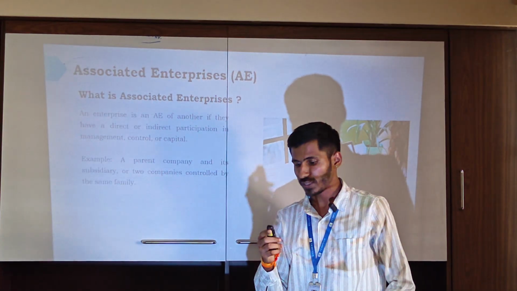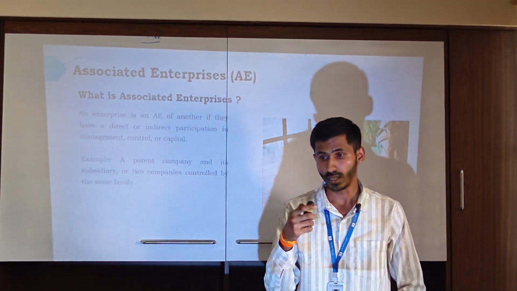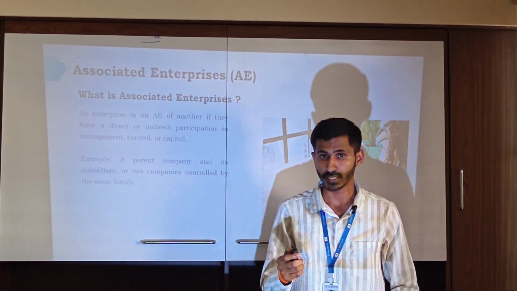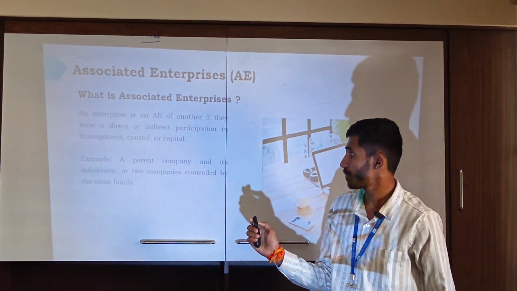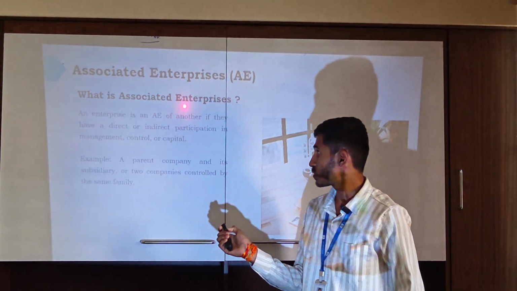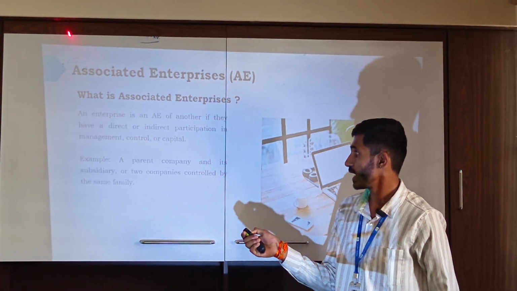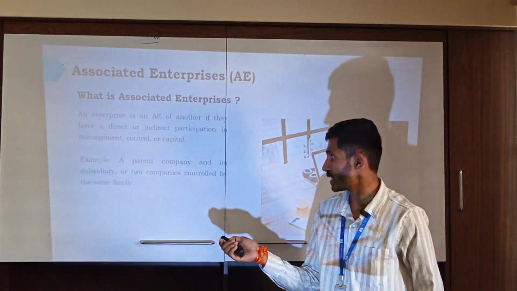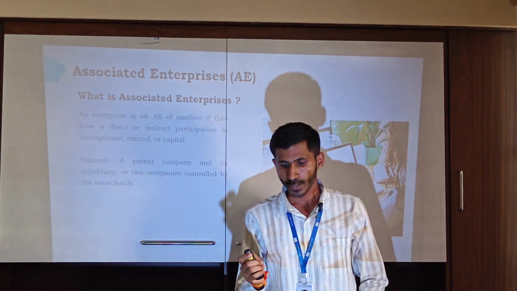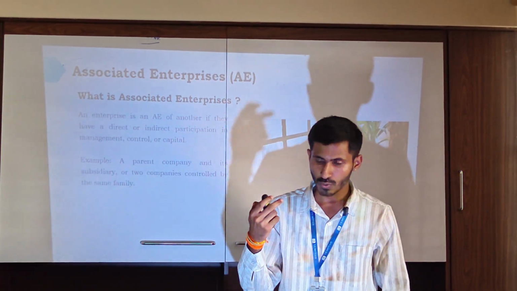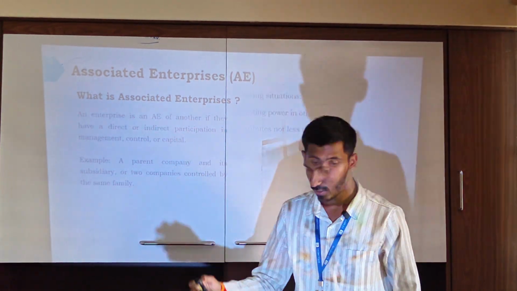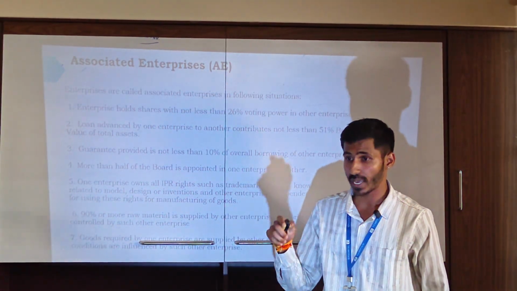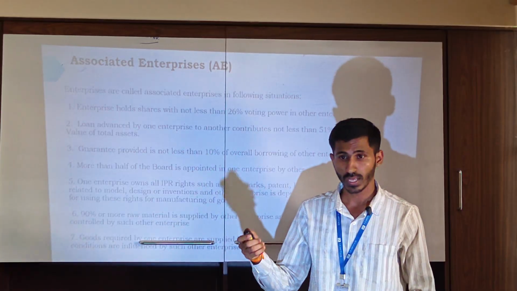And in the first question, the transaction is between two associated enterprises. So let's understand what an associated enterprise is. An enterprise is an associated enterprise of another if they have direct or indirect participation in management, control or capital. To have an associated enterprise, there are certain conditions. By these conditions, we can say that an enterprise is an associated enterprise of another.